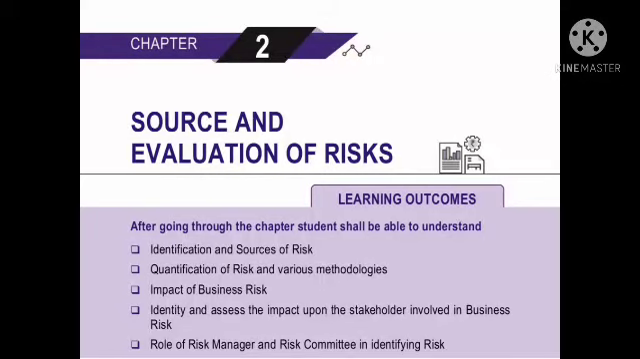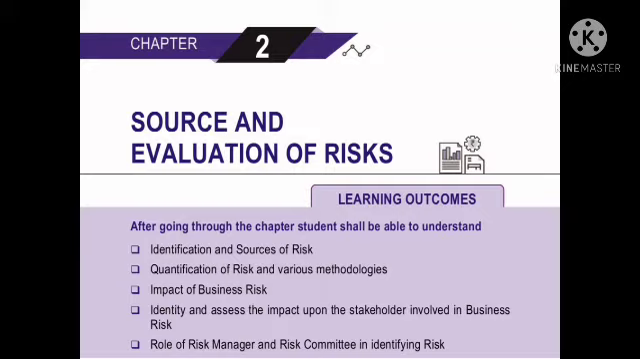2. Source and evaluation of risks. Learning outcomes. After going through the chapter, students shall be able to understand identification and sources of risk, quantification of risk and various methodologies, impact of business risk, identify and assess the impact upon the stakeholders involved in business risk, role of risk manager and risk committee in identifying risk.